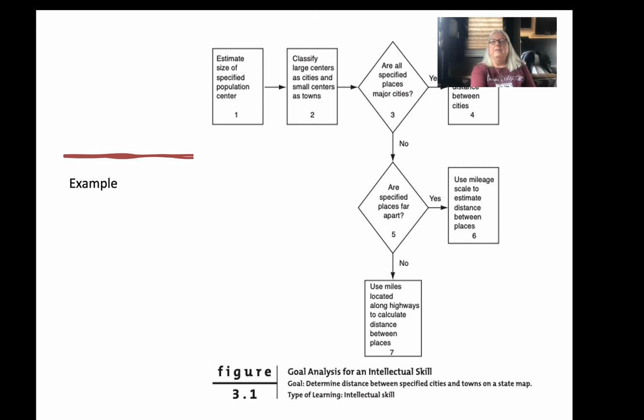And then we have a decision. Are all specified places major cities? If yes, then we have a mileage table we can use. Okay, that would be step 4. If no, if we have some cities that aren't major cities, then we have to go to more of a manual process, and that's what the rest of this analysis takes you through. Okay, so that would be for an intellectual. Psychomotor would happen in the same way.